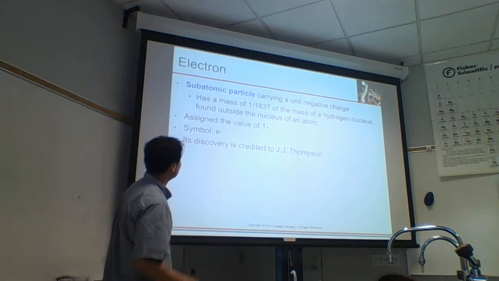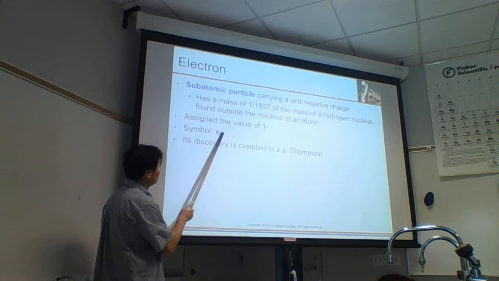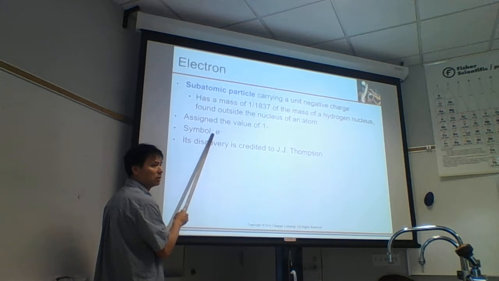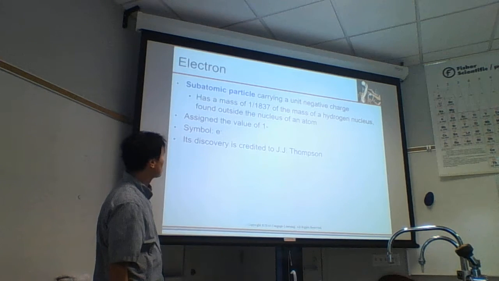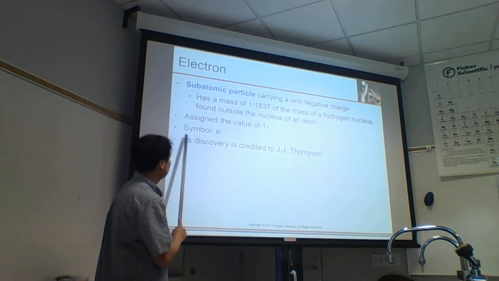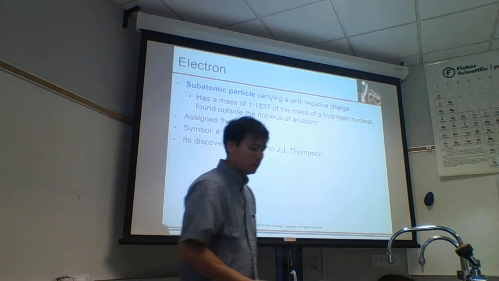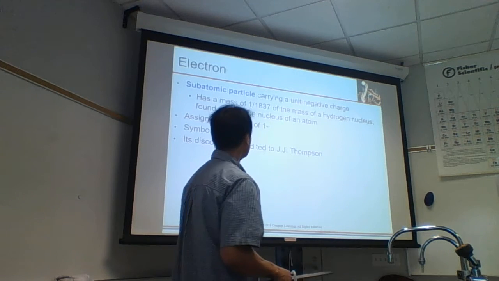We give it a symbol. The symbol we give the electron is just e, and this negative here just refers to its charge. It's 1 electron. It was discovered by J.J. Thomson. We'll talk about how it was discovered in a minute.